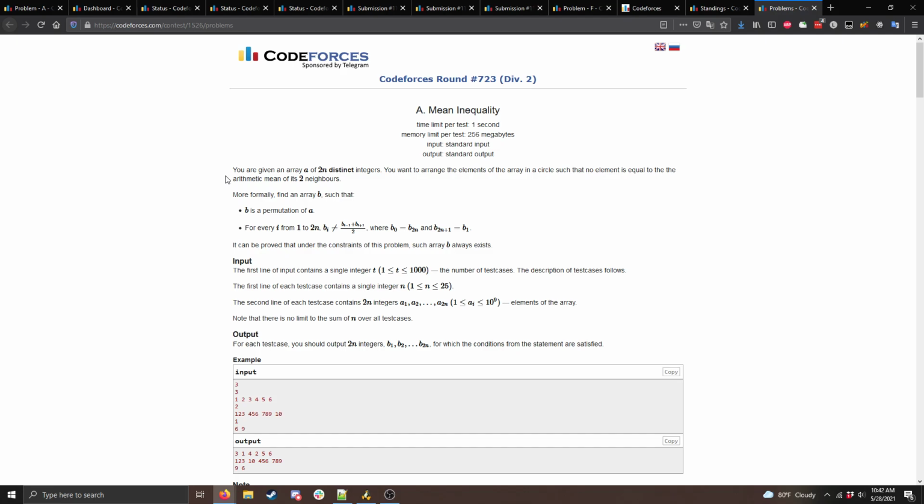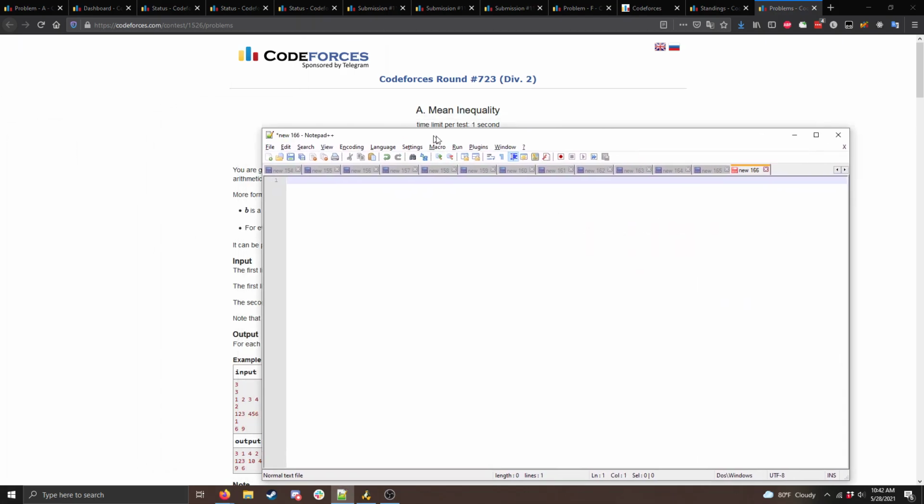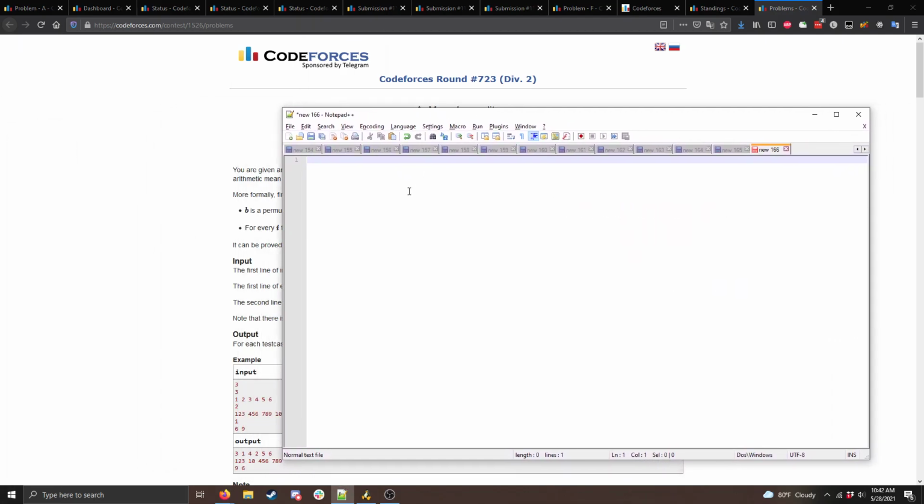So the idea here is let's call the n smallest integers small numbers and the n largest integers large numbers. And the idea is that we're going to alternate between large numbers and small numbers. For example, if we represent a large number by an L and a small number by an S, we're going to do something like this.